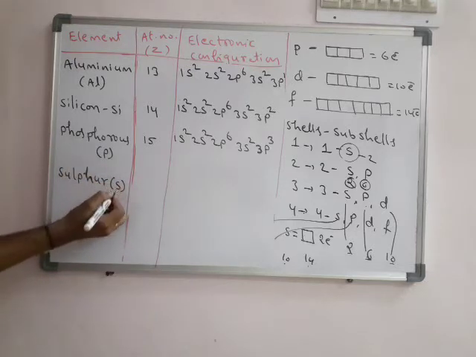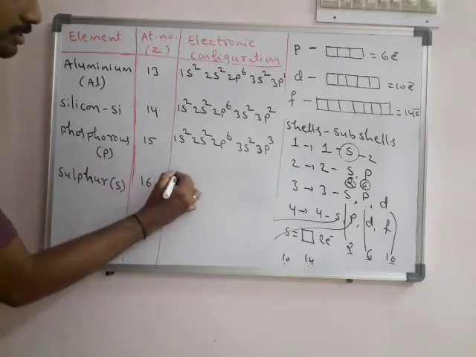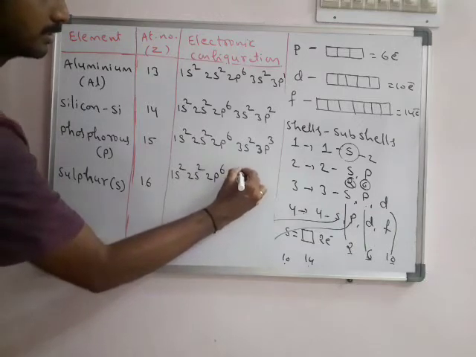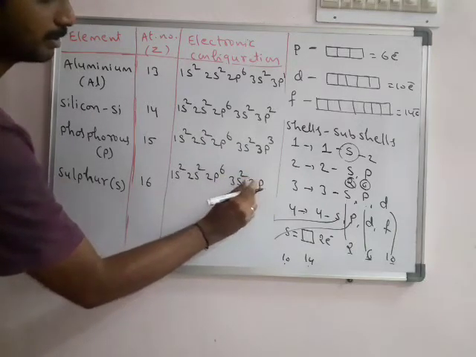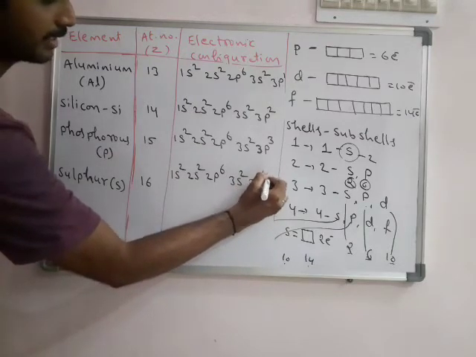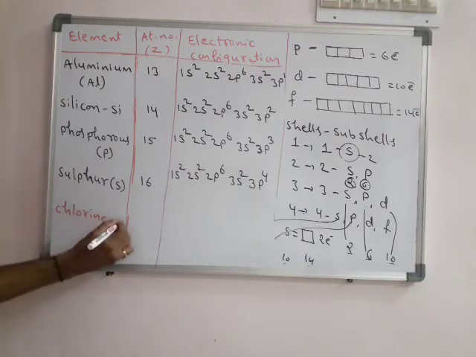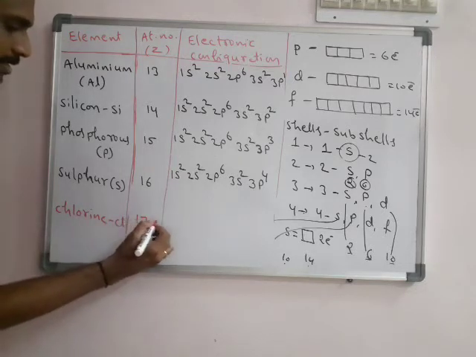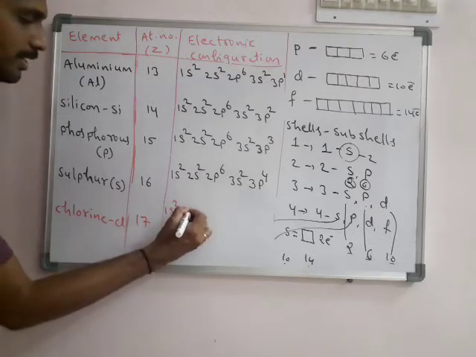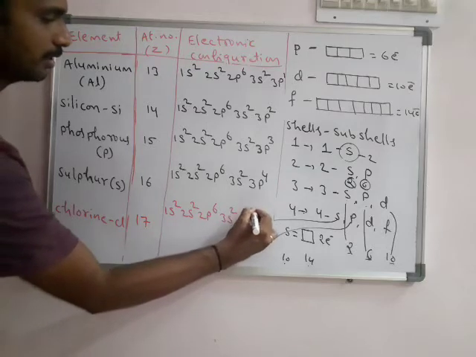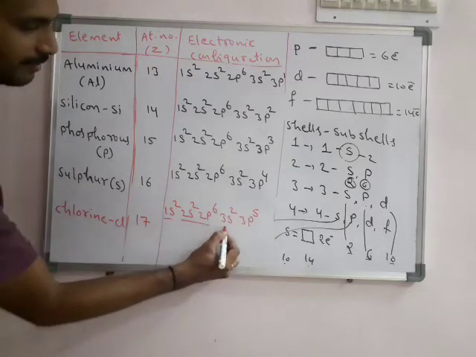Next, sulfur, S. It has 16 electrons: 1s2 2s2 2p6 3s2 3p. Since p can take up to 6, simply it is 3p4. And then after sulfur comes chlorine, Cl, capital C and small l. That is 17, so fill the 17 electrons: 1s2 2s2 2p6 3s2 3p5. Okay, first level, second level, third level.